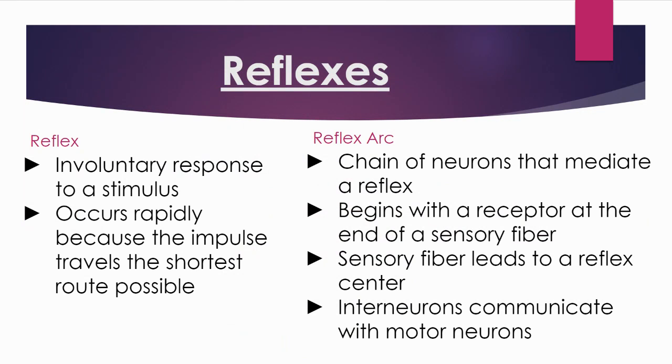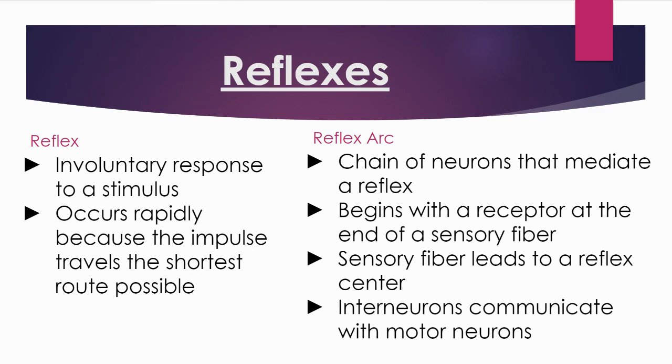And our last thing to talk about is reflexes. This is an involuntary response to a stimulus. It is going to occur automatically. It occurs rapidly because the impulse travels the shortest route possible, pretty much from the site of stimulus through the central nervous system. Now, a reflex arc is a chain of neurons that mediate that reflex.